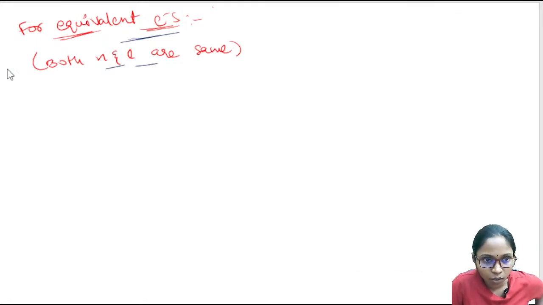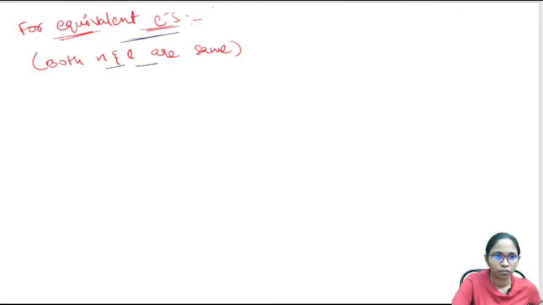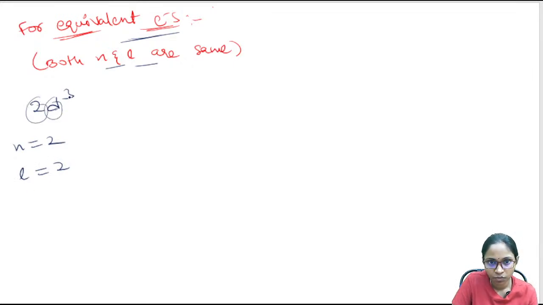let me give one equivalent example. I'm taking 2D, in this case with 3 electrons. 2D3. n equals 2, l equals 2. Equivalent, right? The l value is 2, n is 2, and it is filled with 3 electrons.